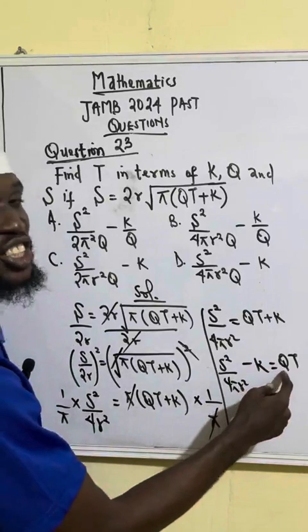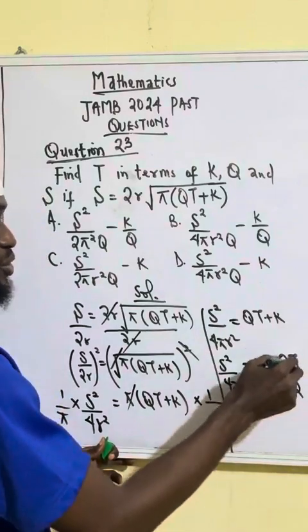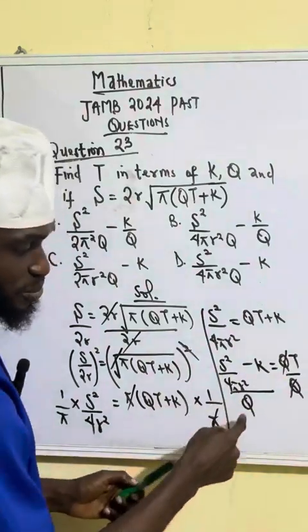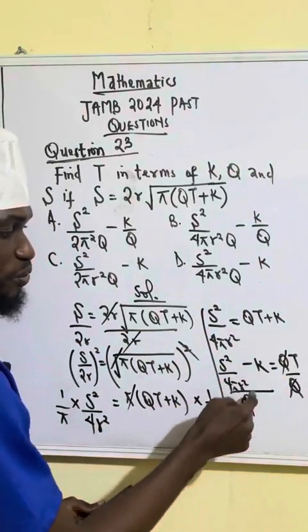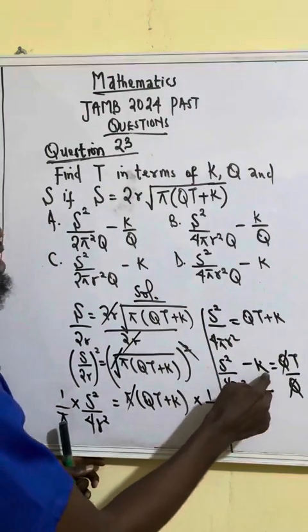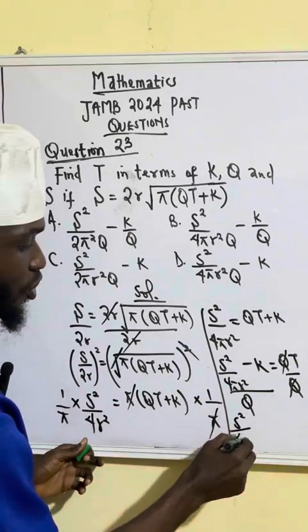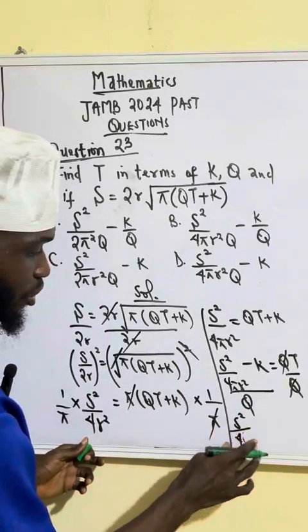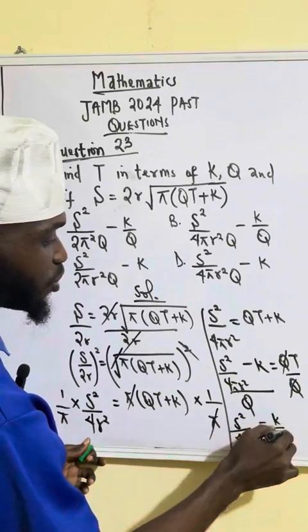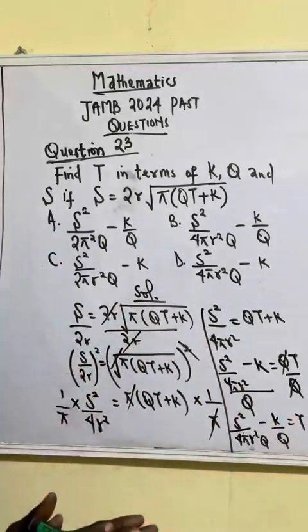Now, T is our aim, so we are getting there. I just need to remove this Q. How do I remove it? Divide both sides by Q. Q will cancel Q. So I can swap around this. But wait, before that, this Q will affect each of these denominators one after the other. So I will have S squared all over 4 pi R squared Q, minus K all over Q, equal to T. So this is what I can get.